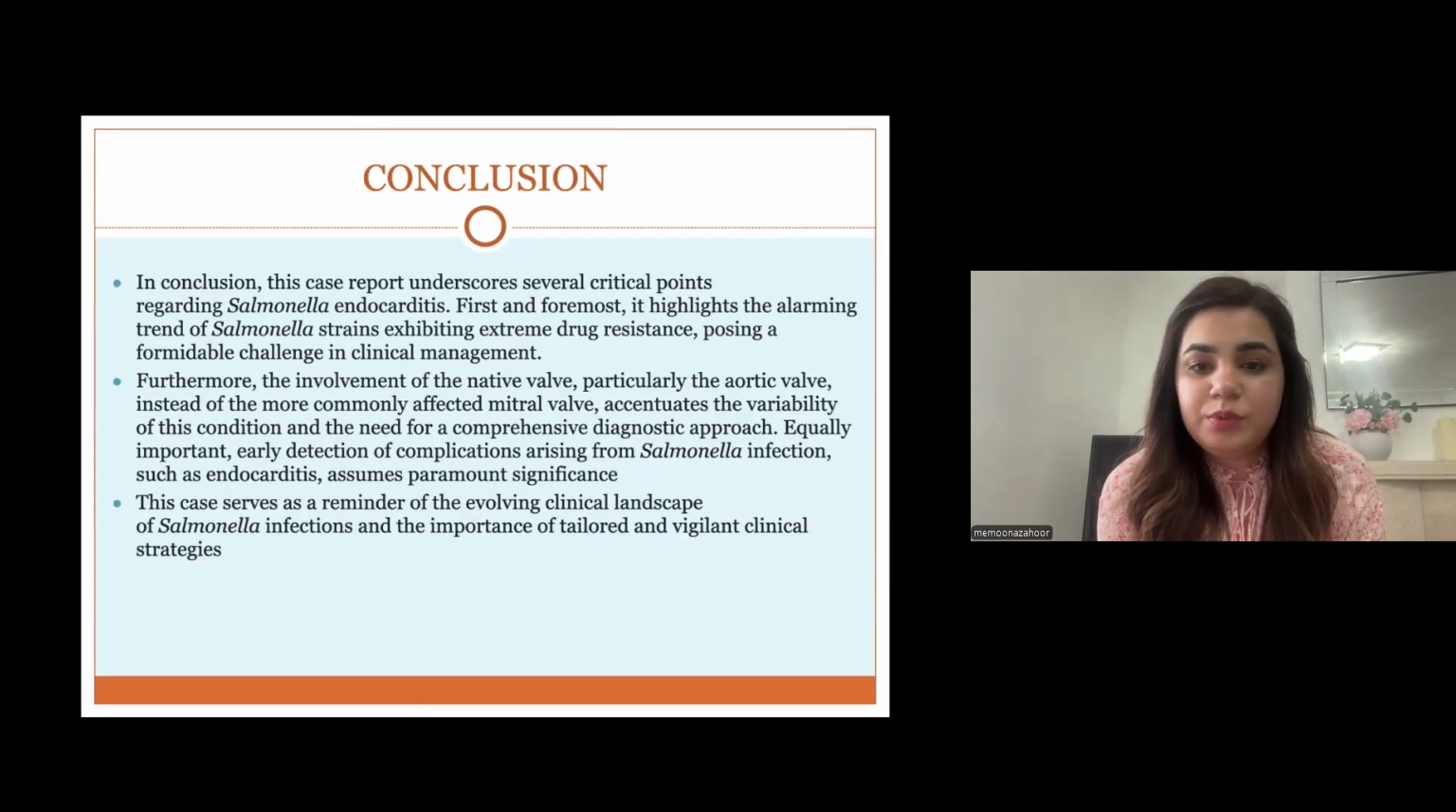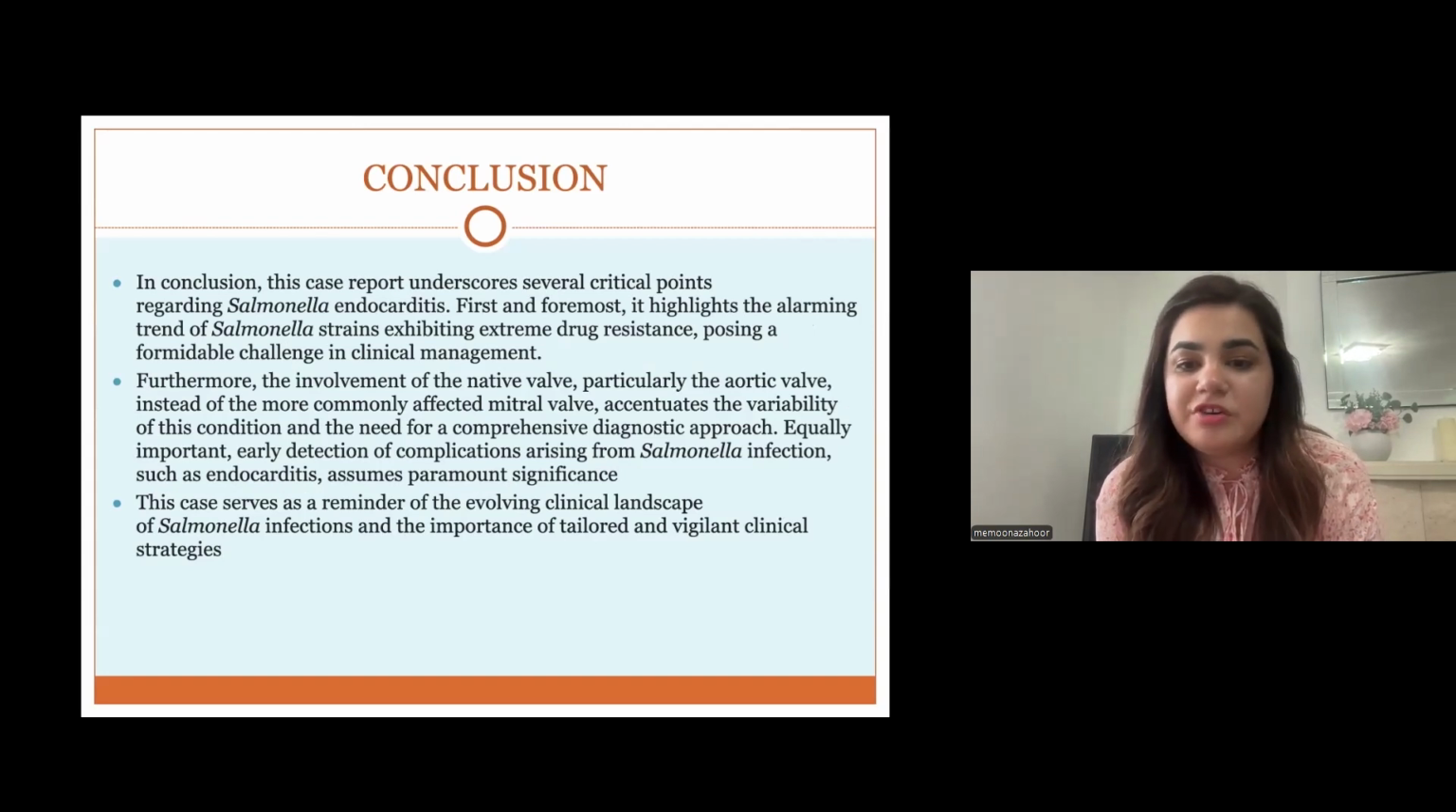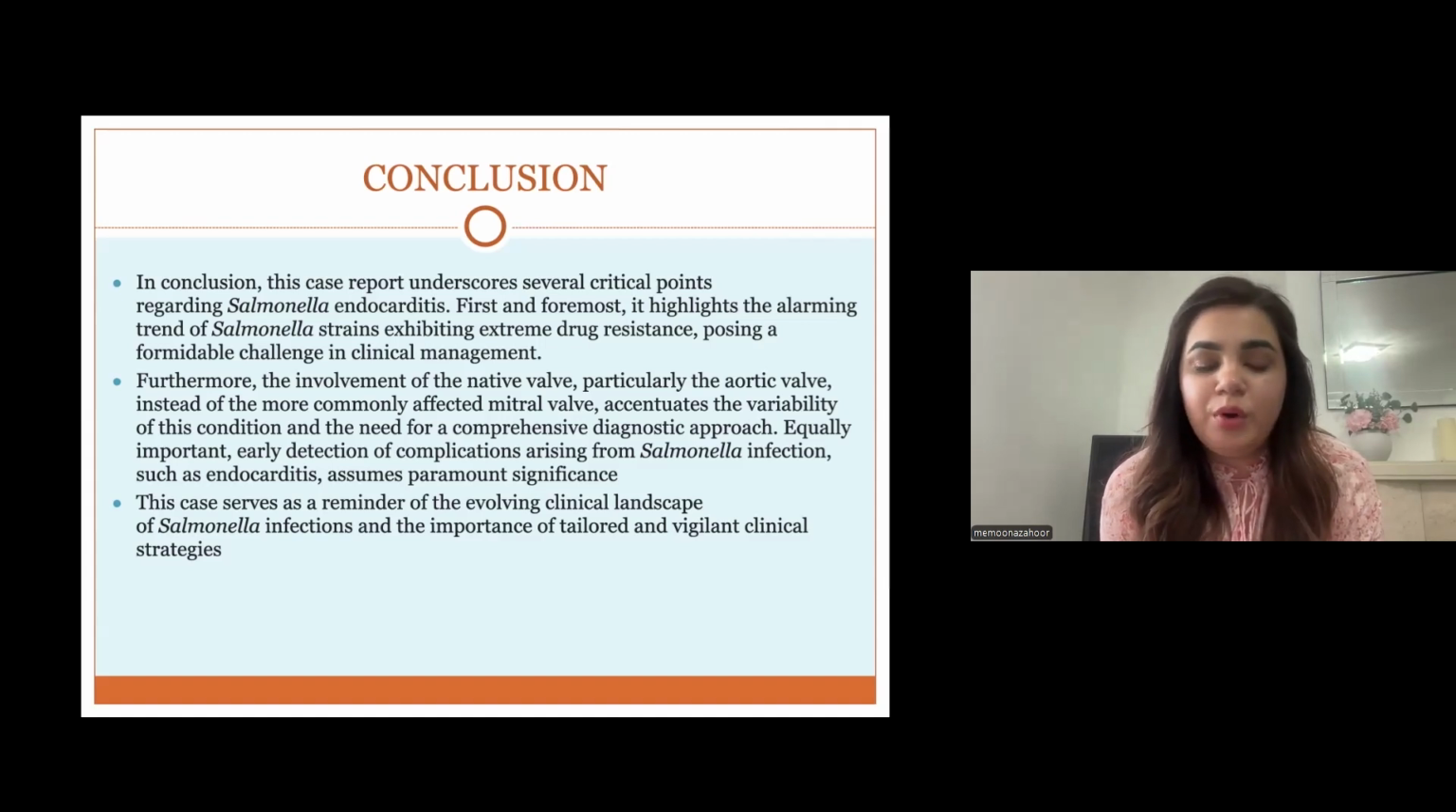So in conclusion, this case report underscores several critical points regarding Salmonella endocarditis. It highlights the trend of Salmonella strains exhibiting extreme drug resistance, posing a formidable challenge in clinical management. The involvement of a native valve, particularly the aortic, instead of the more commonly affected mitral valve, accentuates the variety of this condition and the need for a comprehensive diagnostic approach. Importantly, early detection of complications arising from Salmonella infection as endocarditis assumes paramount significance, because we normally see Salmonella manifesting as some sort of GI symptoms. So Salmonella coming as endocarditis is not as common. This case serves as a reminder of the evolving clinical landscape of Salmonella infections and the importance of tailored and vigilant clinical strategies.